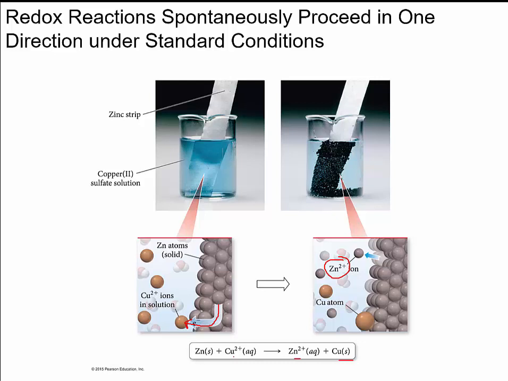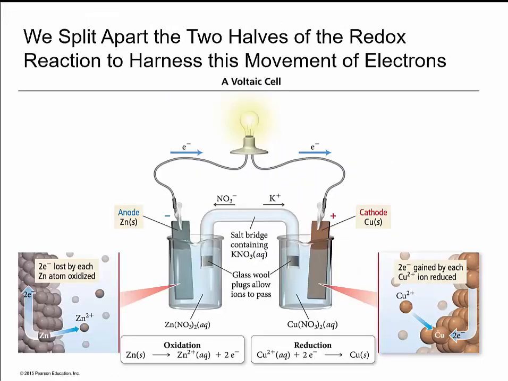Right? It's in one container. It's happening all at the same time. In order for us to study that, we're going to build one of these electrochemical cells where we're going to separate our two half reactions.